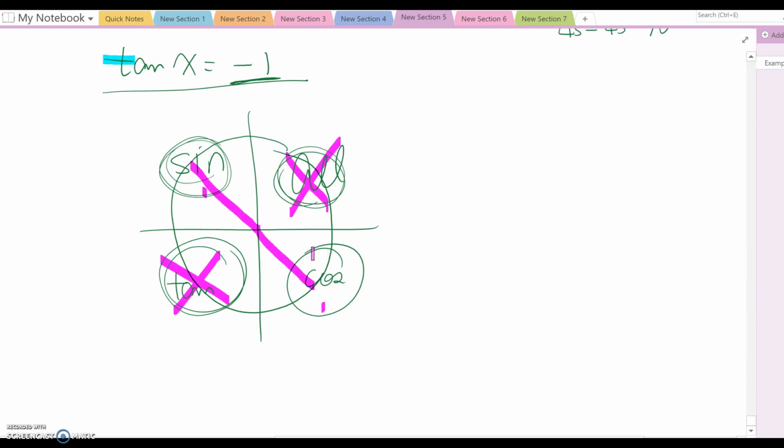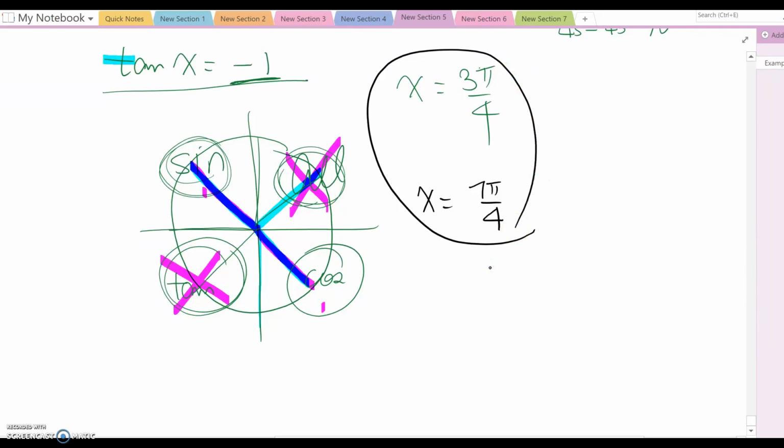Then let's count it. Where are they? So 1, 2, 3, so x equals 3 pi over 4, and then 4, 5, 6, 7. So another one is x equals 7 pi over 4. That will be the answer.